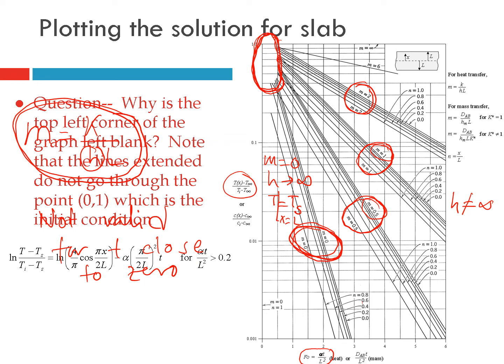Okay, so again, to repeat, for the first type of boundary condition, we use this set of charts that are m equal to 0. And for the third type of boundary condition, where it's any h, I just use the corresponding set of lines for that particular m value. And the second kind of boundary condition, for flux equal to 0, is not part of this chart.